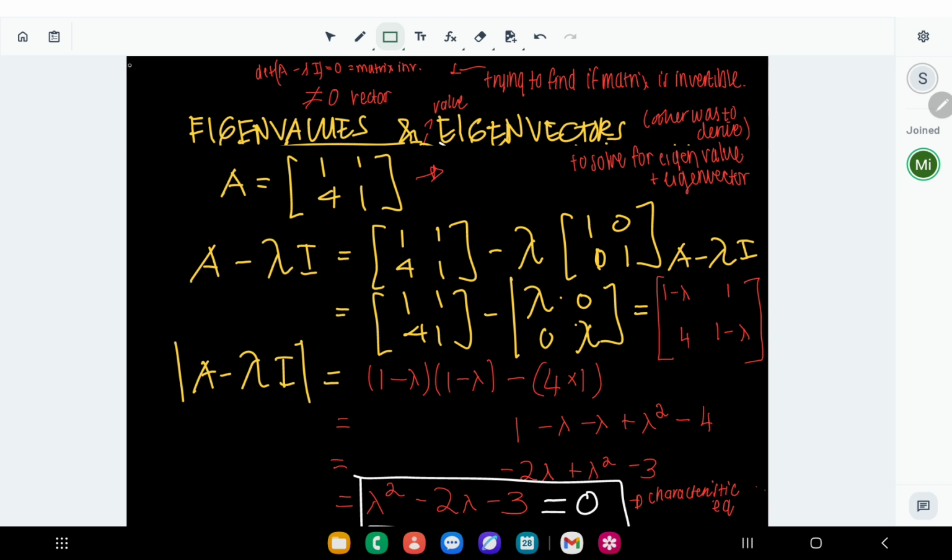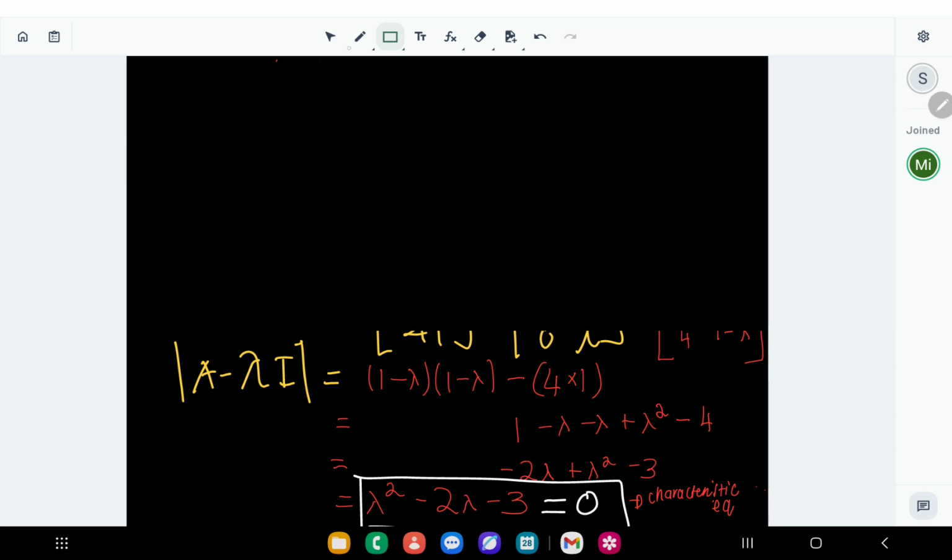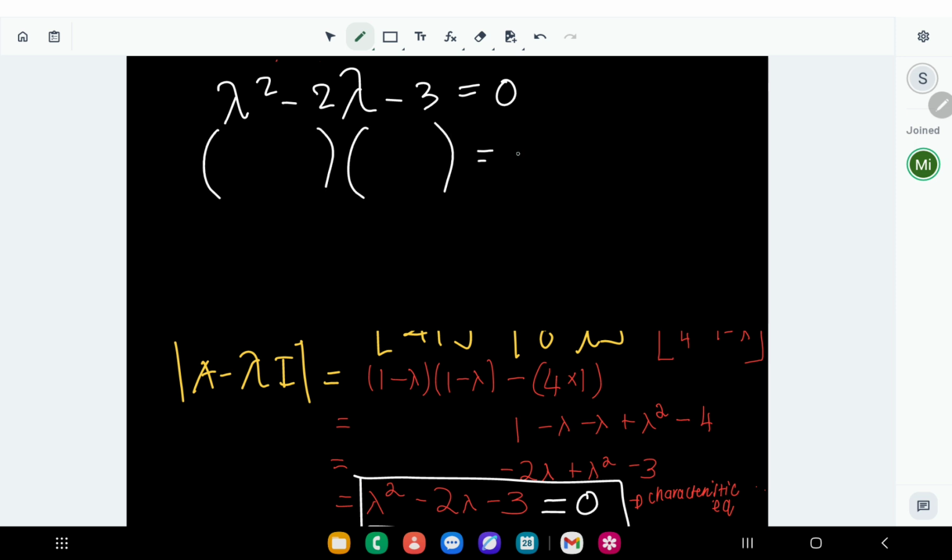Can I delete this one? Okay. So solve for lambda. So you have lambda squared minus 2 lambda minus 3 equals 0. You can do like this. This is just similar to x squared minus 2x minus 3 equals 0. If it's not factorable, then you use quadratic formula. But I'm sure this is factorable.